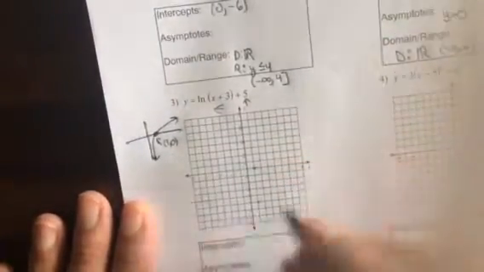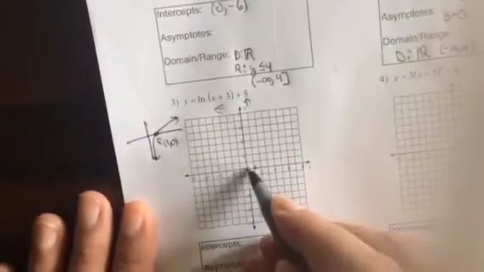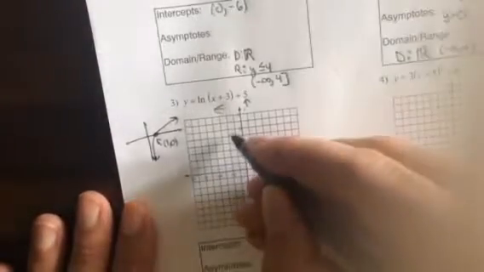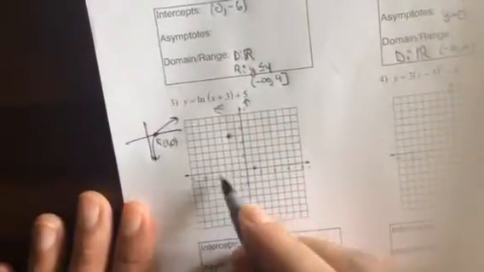So I'm going to take that important point at 1, 0 and shift it 3 to the left and 5 up. Notice that there's no point at 0, 0, so I'm not shifting a point from here 3 to the left, 5.